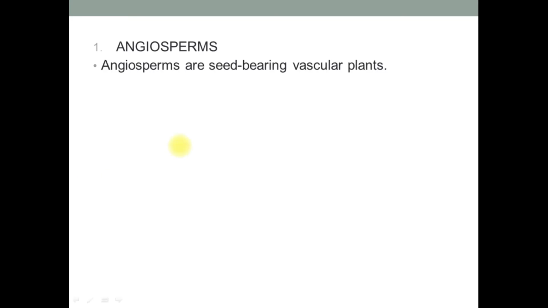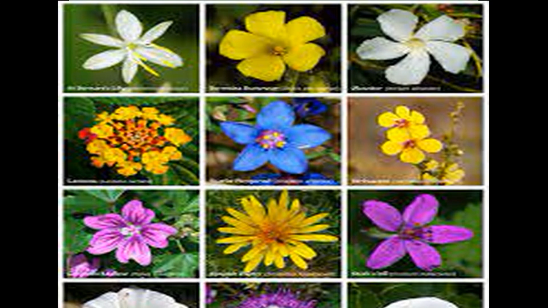Number 1, we have angiosperms. Angiosperms, which are seed-bearing vascular plants. So the common feature of the plants in this class is that they are seed-bearing and also they are vascular plants. They also have a common characteristic feature of producing flowers.